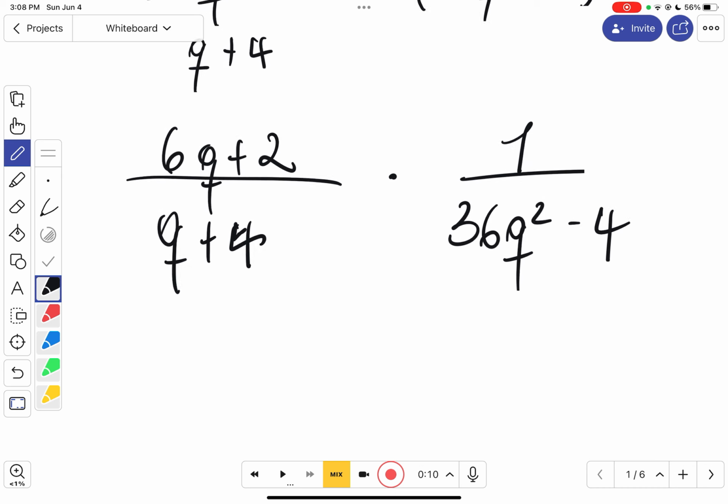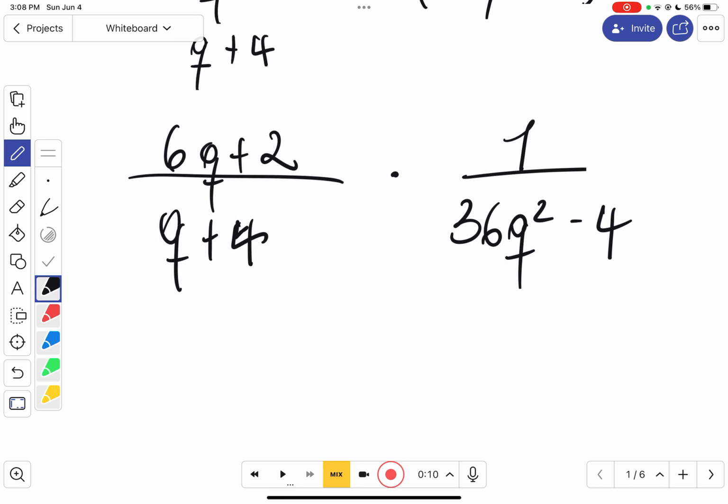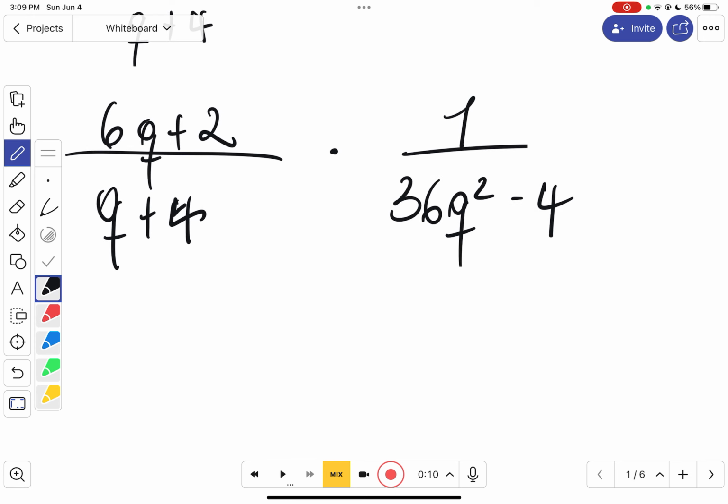So right now we can start factorizing. We already know that we can factorize the 6q plus 2 by 2, because 2 is the common number, and the 36q squared minus 4 is a difference of squares. We already know how to solve that. We take the square root of the first term and the square root of the last term, we add them and we subtract them, and we put the same thing again, making sure that we keep the sign in the middle. I'm going to show you what I'm talking about.